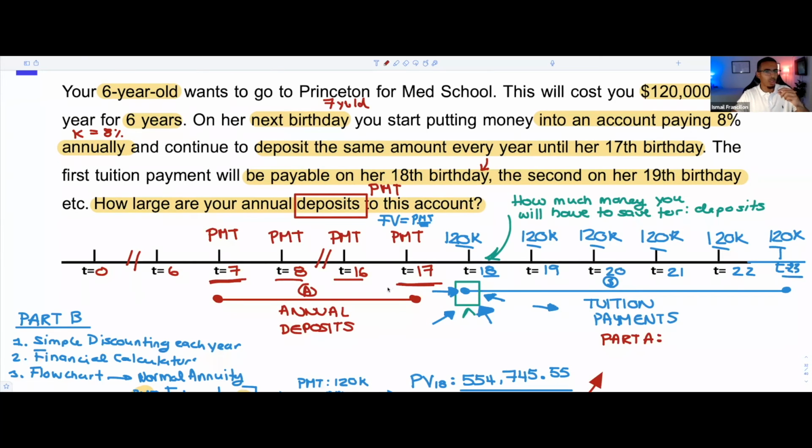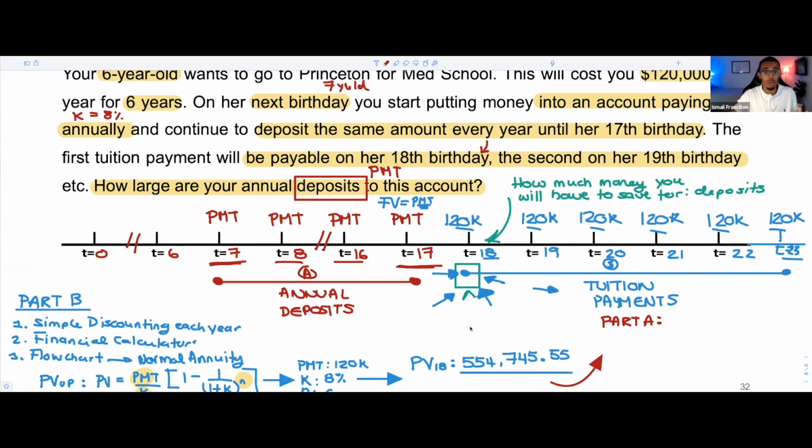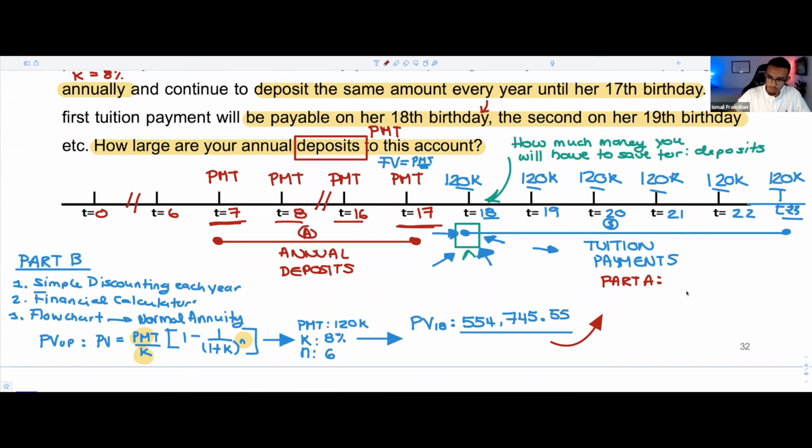So what type of flowchart thingy are we using? I almost gave you the answer. What type of thing exactly? We're using an ordinary annuity. So with our ordinary annuity formula, we're going to solve for payment.